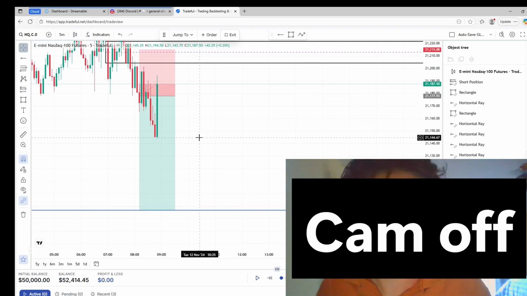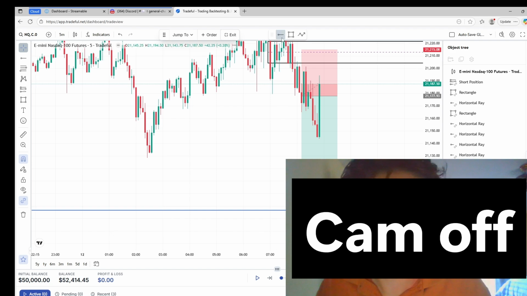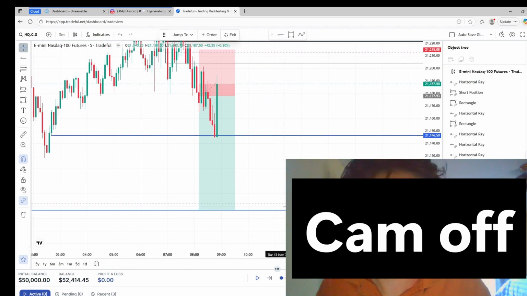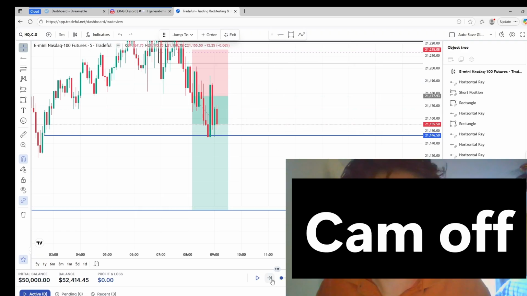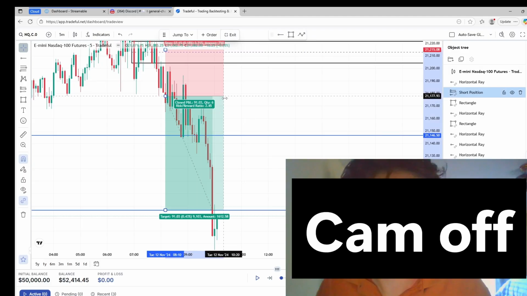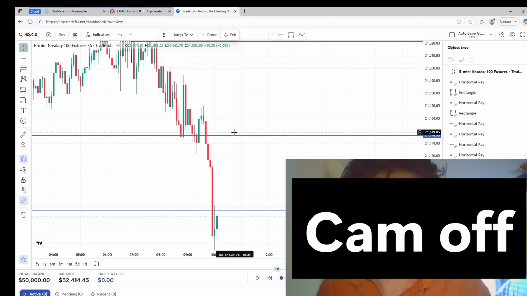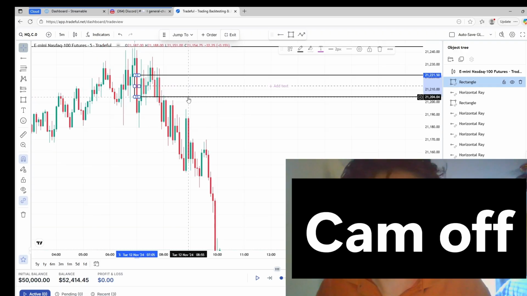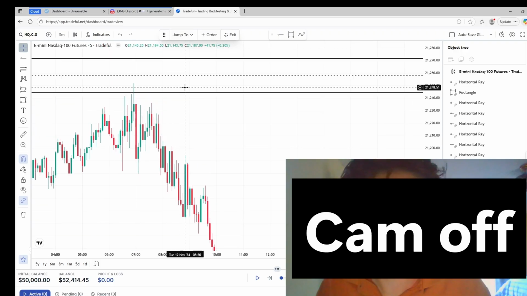But as you guys can see, we probably would have went break even here after tapping into this right here. So that would have been a break even trade for me if I entered that trade. But as you guys can see, we do end up taking TP there too. So, oh well, not too bad to be honest. Let's just jump to the next market open.